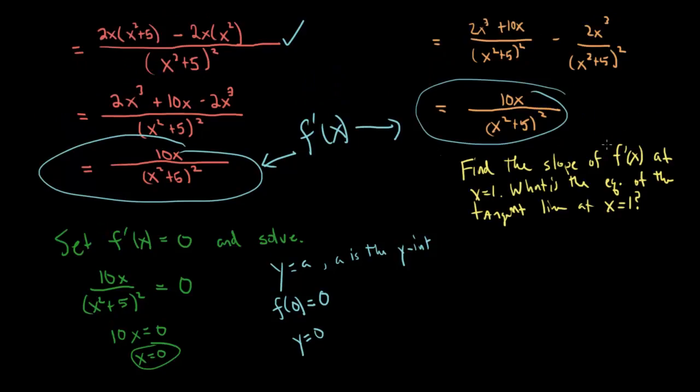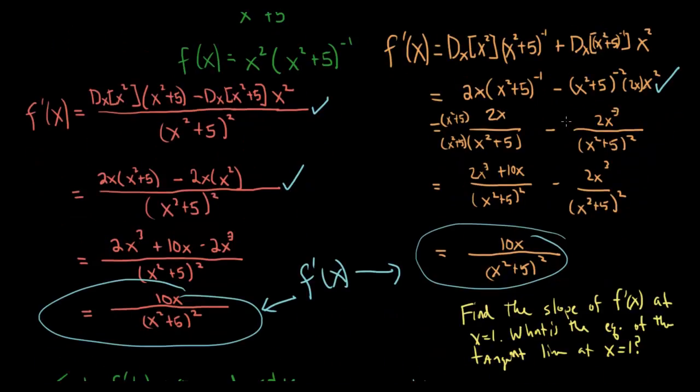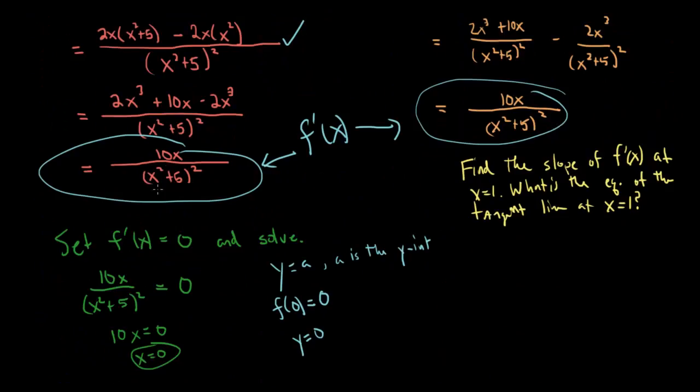The original question was, where does f of x have a horizontal tangent line? So you're looking for a specific place where f of x exhibits a slope of 0 in this case. Horizontal tangent line, slope equals 0. You want to know where the slope equals 0. So you find the derivative and set your derivative function equal to 0, and solve for x.